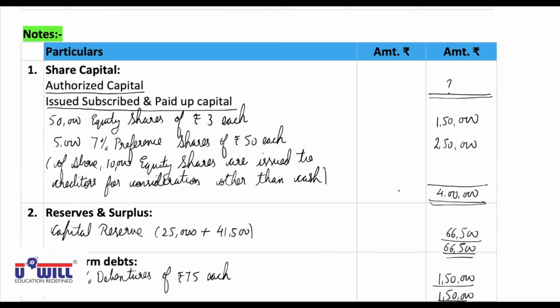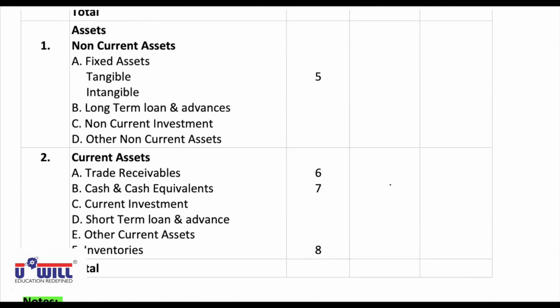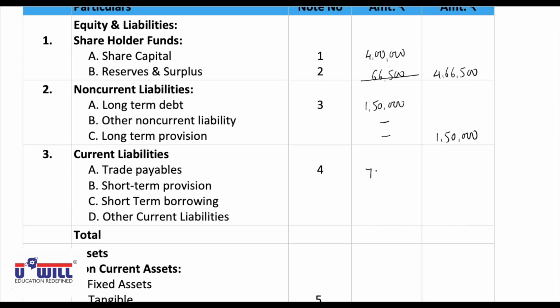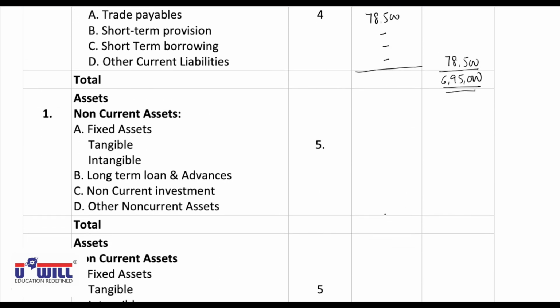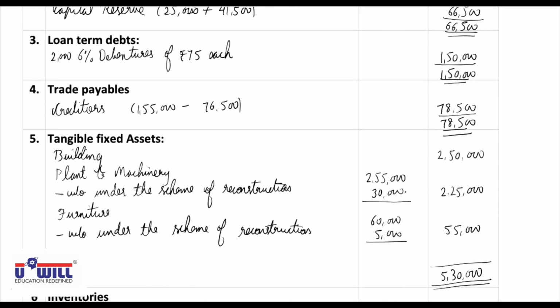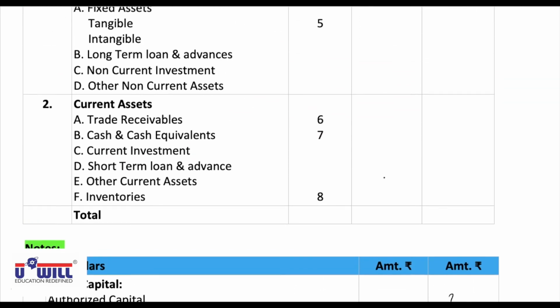Trade payables from note 4, what amount do we get? 78,500. No short term provisions, borrowings and other current liabilities, so total 78,500. So total of equity and liabilities would be 6,95,000. Now asset side, tangible fixed assets from note 5 we get 5,30,000.